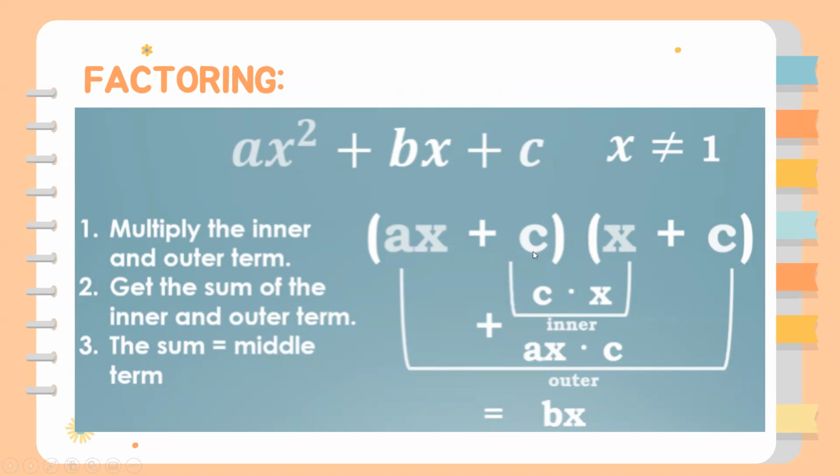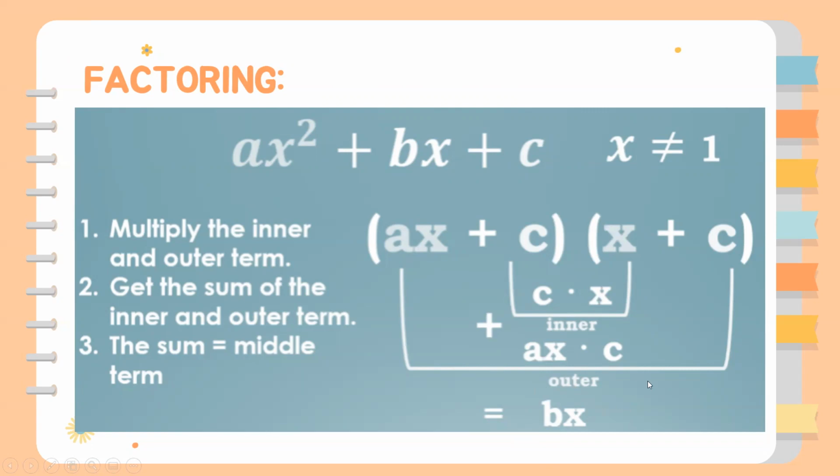Itong inner term, that's c times x. And ito namang outer term, which is ax times c. And then secondly, get the sum of the inner and outer terms. So, after you get the product of the inner and outer terms, ang gagawin nyo lang is i-add nyo silang dalawa. And then after that, the sum is equal to the middle term. After you get the sum of the products of the inner and outer terms, yun na yung middle term natin.